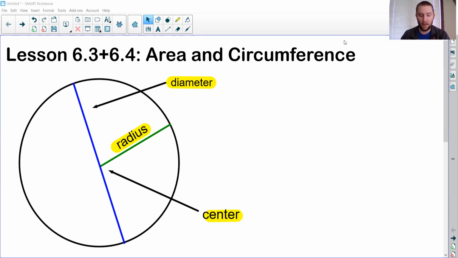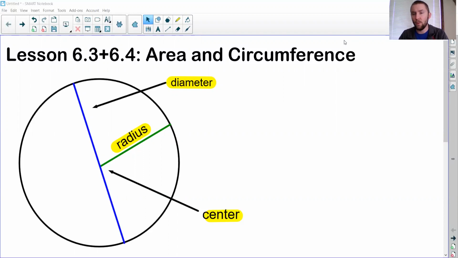We're doing both of these lessons in one video, talking about area and circumference of circles. Okay, this is the last shape that we need to be able to find the area of or the circumference of in order to move into three-dimensional shapes next week, talking about volume and surface area. A lot of three-dimensional shapes include circles, things like cones and cylinders to be specific.